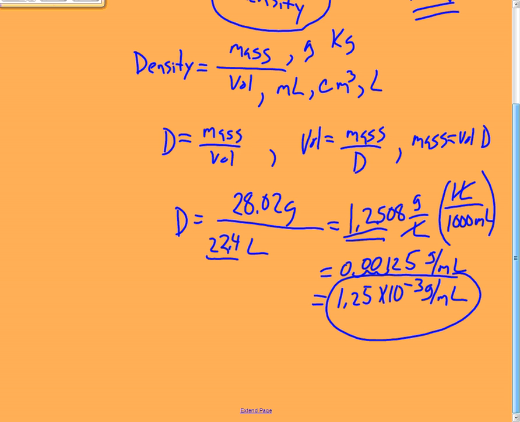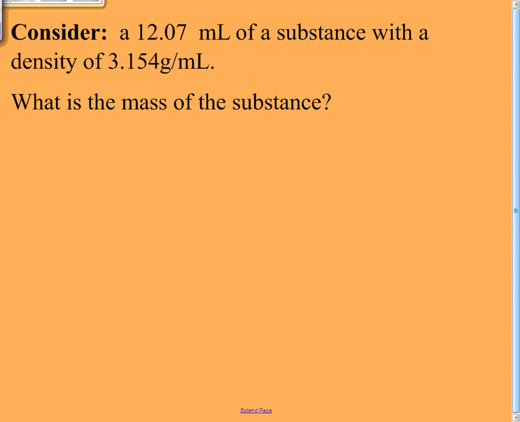Good. So let's see what the next one is. Consider 12.07 milliliters of a substance with a density of 3.154 grams per milliliter. What is the mass of the substance? Okay, I'll give you a few minutes to work on this. Well, maybe not a few minutes, maybe 30 seconds. Okay, go.